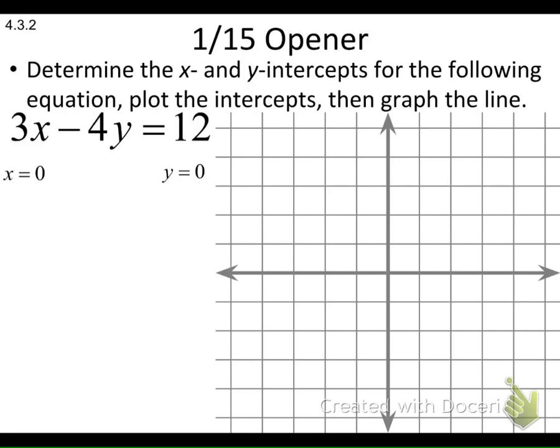Okay. Determine the x and y intercepts for the following equation. Plot the intercepts and graph the line. So I'm going to start out by drawing this line down the center so we can separate our math. Okay? So if x equals 0 and we're solving for y, I'm going to plug 0 in for x and then write the rest of the equation. I'm going to erase my line for now.